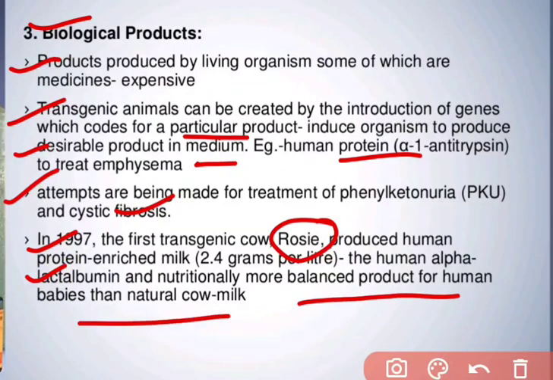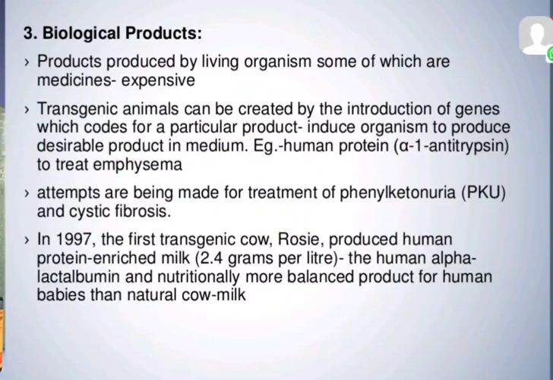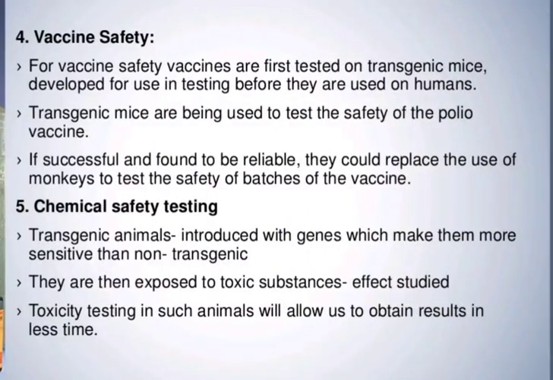Natural cow milk is also given to human babies, but if the gene for this human protein, alpha-lactalbumin, is introduced in the cow, as was practically done in the transgenic cow Rosie, that milk is more nutritious for whom? For human babies. So this is the application of transgenic animals.